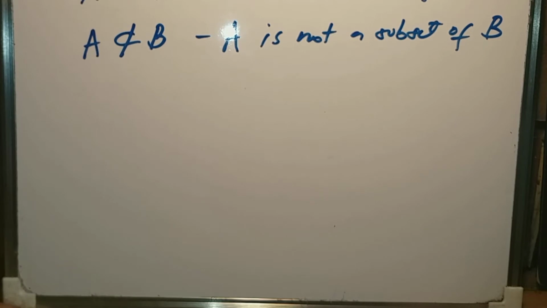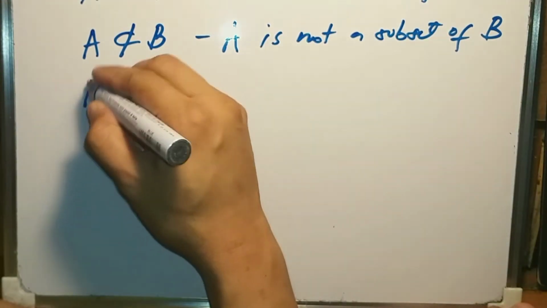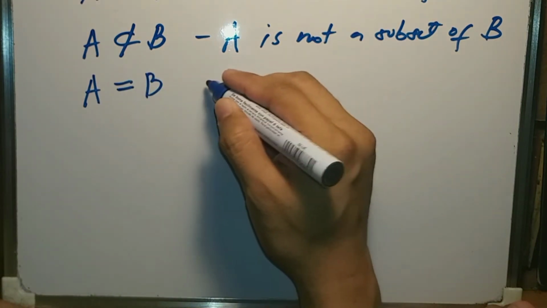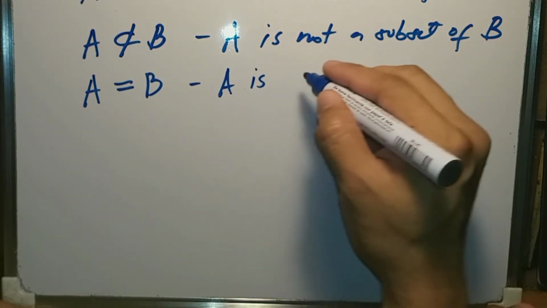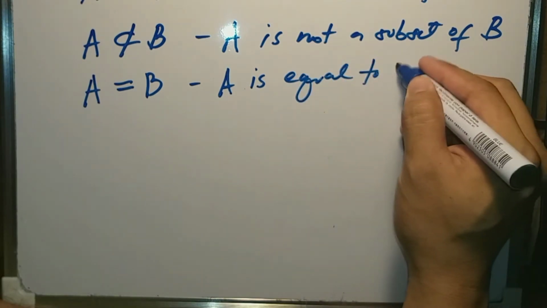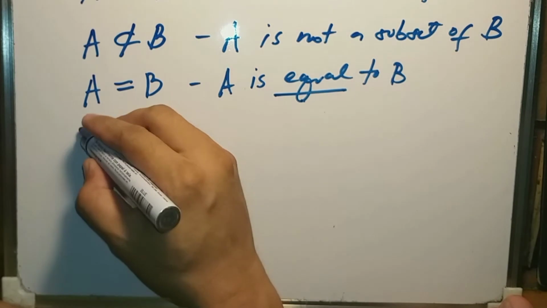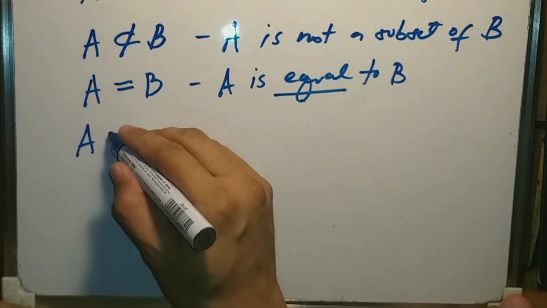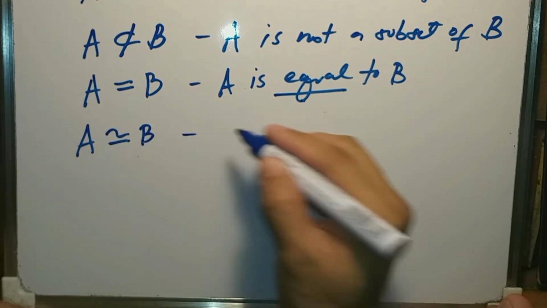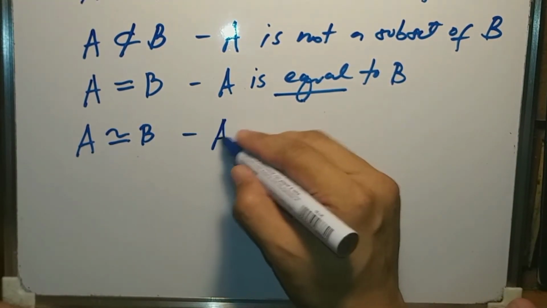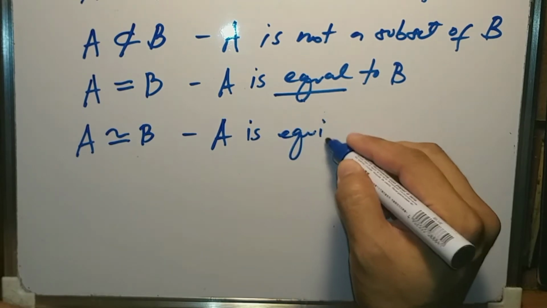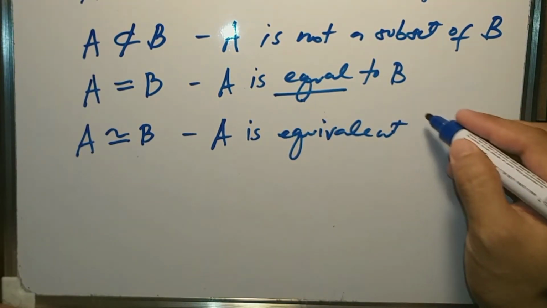If A and B are equal sets, we write it as this. So A and then equals B. So A is equal to B. If A is equivalent to B, we write it this way. A and then this symbol, then B. So A is equivalent to B.